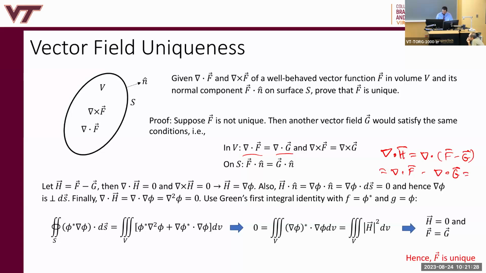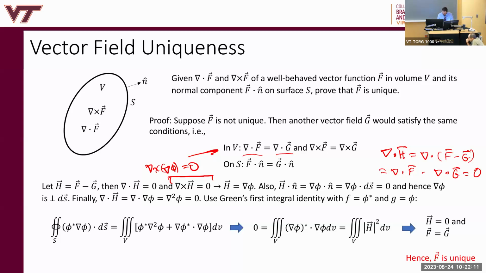And since those are exactly the same vector fields, by our assumption, that's equal to zero. Okay, the curl of H is zero by a similar argument. We know that the curl of the gradient of any scalar field is equal to zero. We just proved that in the last slide by the gradient integral theorem.